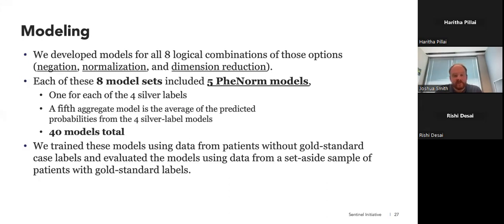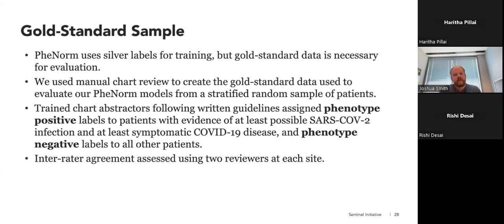We trained these models using data from patients without gold standard data, and evaluated the models using data from that set-aside sample with gold standard labels. As I've said, I think several times, PheNorm uses those silver labels for training, but we do need gold standard data for evaluation. We used manual chart review to create the gold standard data used to evaluate our PheNorm model from a stratified random sample of patients.